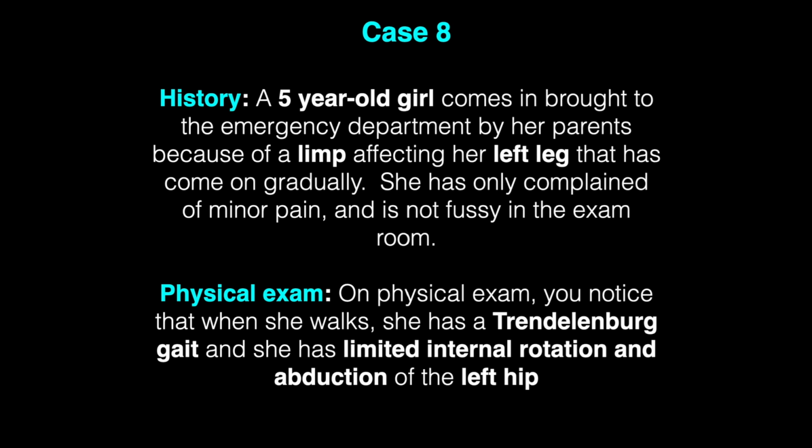Let's start off with a case. A 5-year-old girl is brought into the emergency department by her parents because of a limp affecting her left leg that has come on gradually. She has only complained of minor pain and is not fussy in the exam room. On physical exam, you notice that when she walks, she has a Trendelenburg gait and she has limited internal rotation and abduction of the left hip.